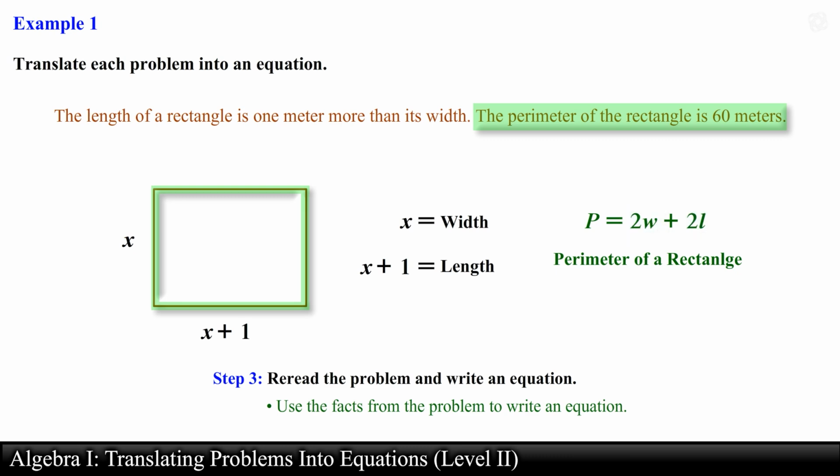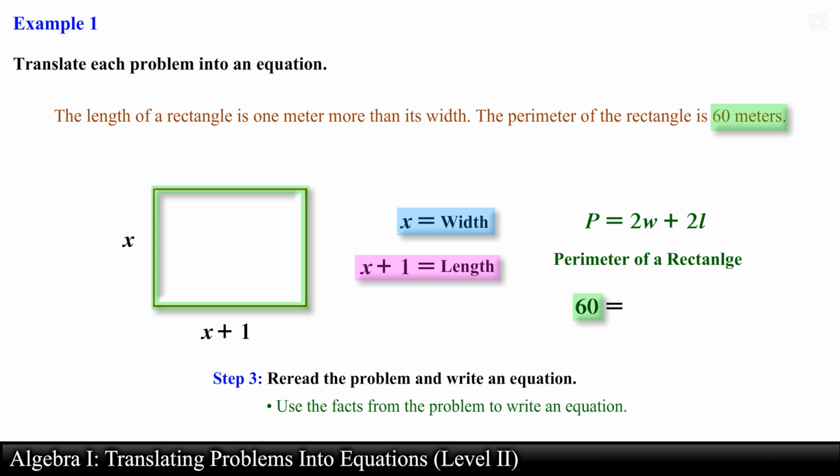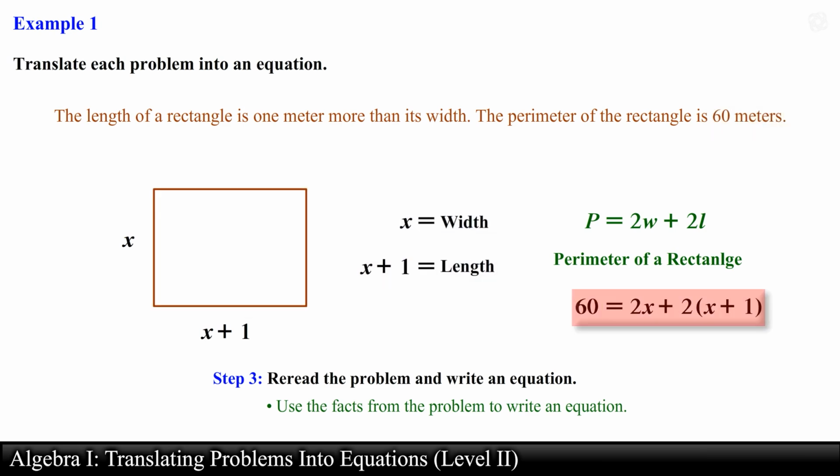In this problem, we know that the perimeter is equal to 60. In addition, we also know that the width is represented by the variable x, and the length is represented by the variable expression x plus 1. Substituting these expressions into the formula results in the following equation: 60 equals 2x plus 2 times the quantity x plus 1. And this is our equation. Keep in mind that you might have to use formulas in order to successfully translate a word problem into an equation. It all depends on the type of word problem that you're faced with.